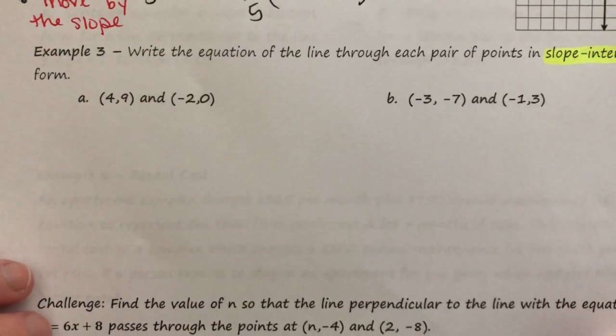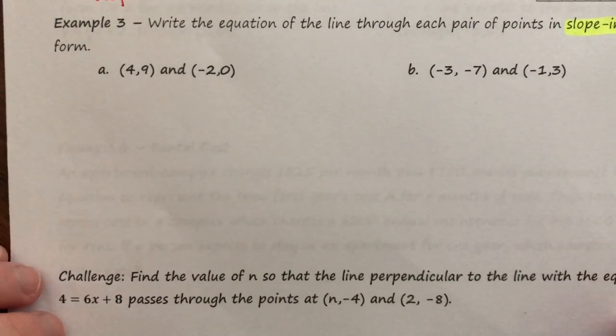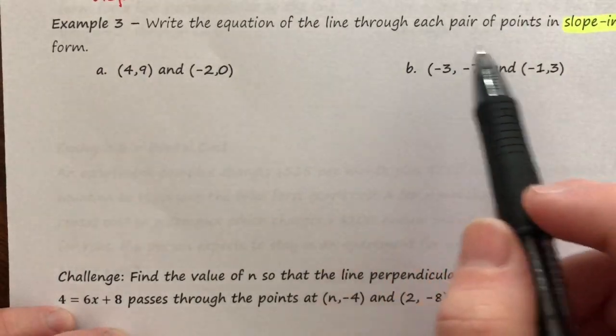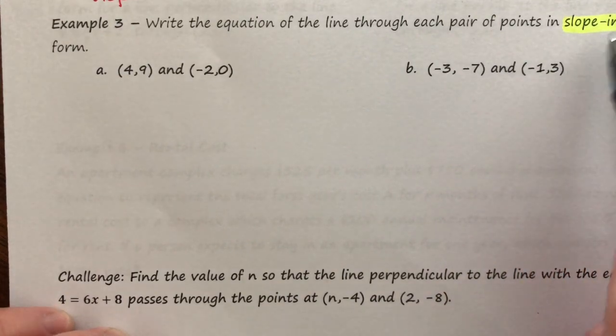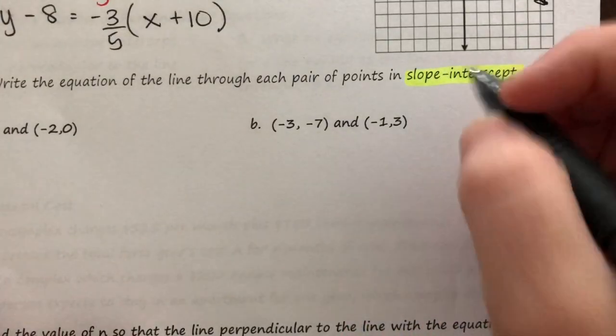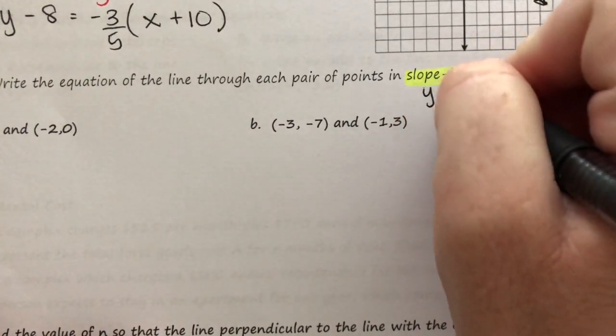Same thing. Okay, let me know if you have questions on that. Example 3, now we're gonna get into the math part of it. They don't just give us the slope and the y-intercept, we actually have to solve for it. So it says write an equation of the line through each pair of points in slope-intercept form. So that's our y equals mx plus b.